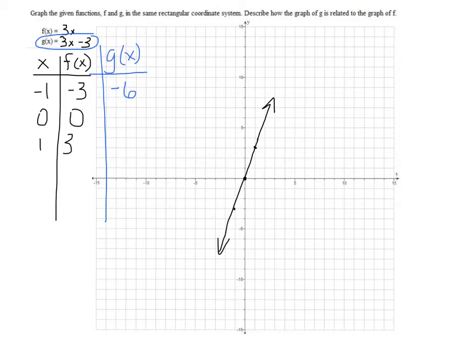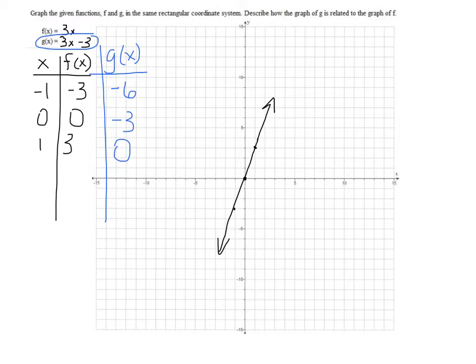So at 0, 3 times 0 is 0 again, and then we subtract 3 from that, so we'll get negative 3 for our g of x there. Then we have 1, and when we plug that in for x, 3 times 1 again is 3, but then we subtract 3 from that, which gives us 0. So now we've got these 3 points to plot and graph.